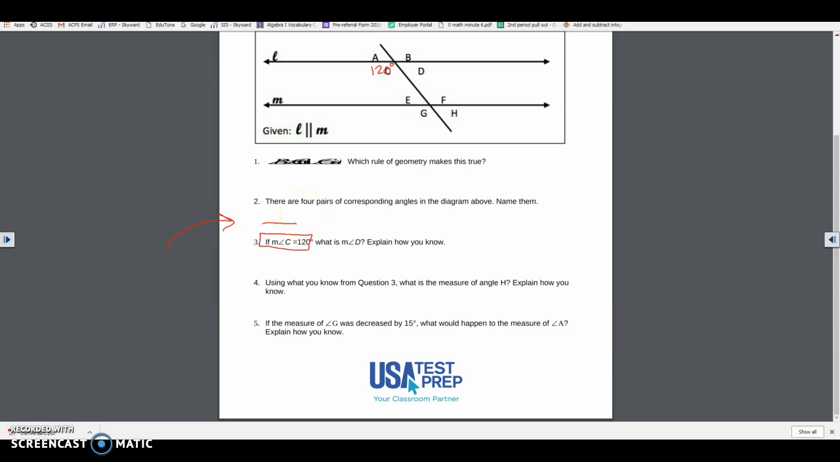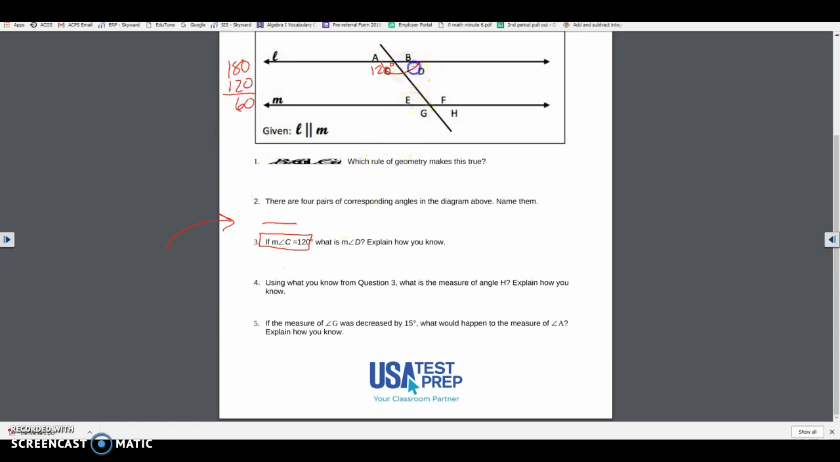120 at 180, take away 120? Yes, so they are supplementary to get to 180. These two together will get to 180 because remember they're supplementary. They form a straight line. So we're going to take 180 and take away 120. So 180 minus 120 is 60.